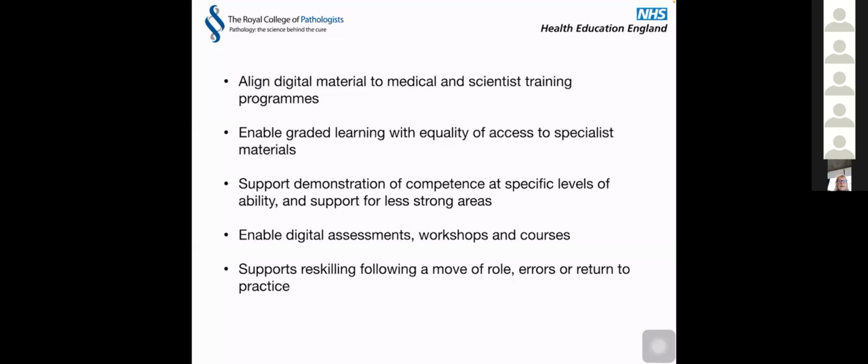It's graded learning, equal access, and an ability to demonstrate competence. So it will have tests that you can pass, and you can print out a certificate that can help with your assessment of your training at a particular level. We'll be able to do workshops and courses on it, and you'll be able to dip in, dip out learning at any stage during your training, but also post-qualification.